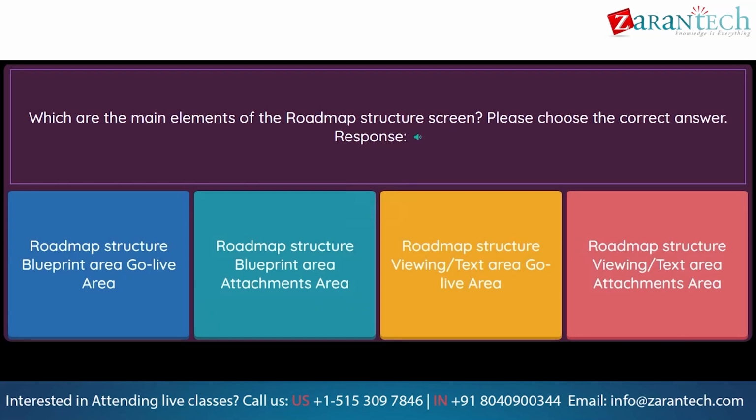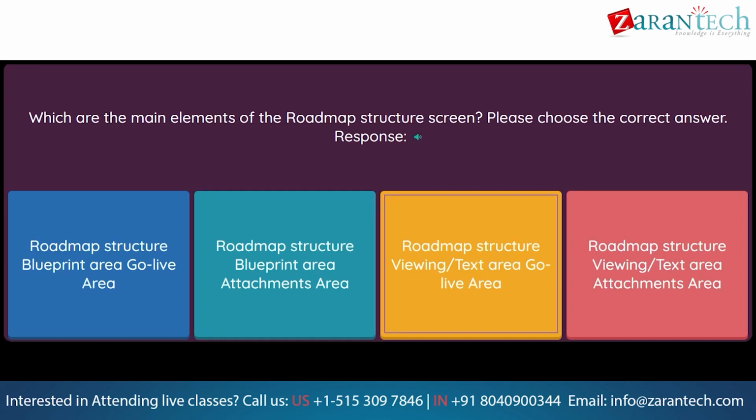Question: which are the main elements of the roadmap structure screen? Please choose the correct answer. Response: Option 1 Roadmap Structure, Blueprint Area, Go Live Area. Option 2 Roadmap Structure, Blueprint Area, Attachments Area. Option 3 Roadmap Structure, Viewing/Text Area, Go Live Area. Option 4 Roadmap Structure, Viewing/Text Area, Attachments Area.